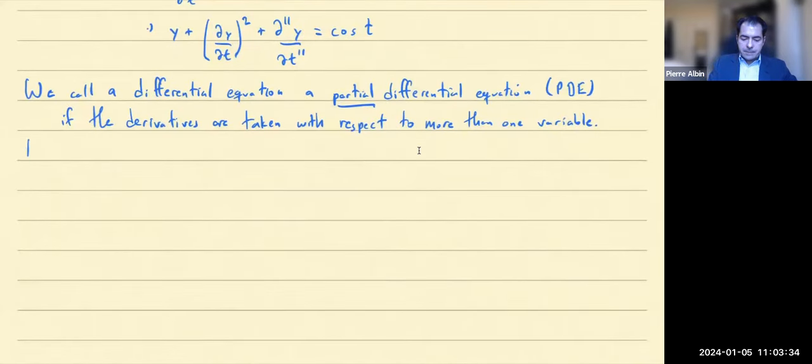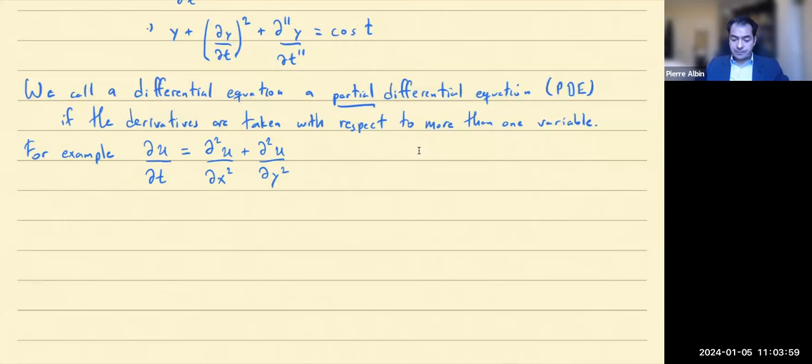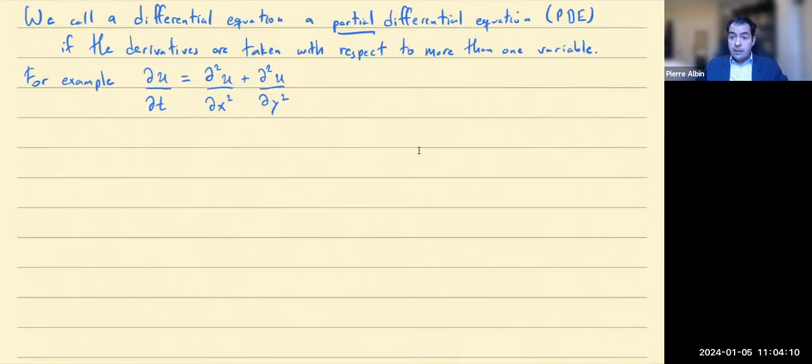So, for example, let's say you have some function u, and you know that its derivative with respect to t is equal to the second derivative of u with respect to x plus the second derivative of u with respect to y. This is an example of a heat equation. We'll talk about partial differential equations near the end of the semester. We're going to spend most of the semester talking about ordinary differential equations. Okay, so we have that division into ordinary and partial differential equations.